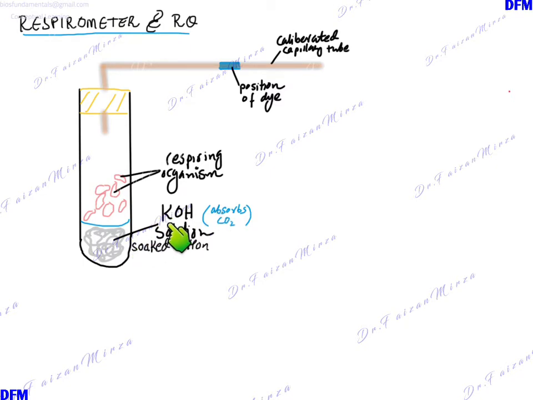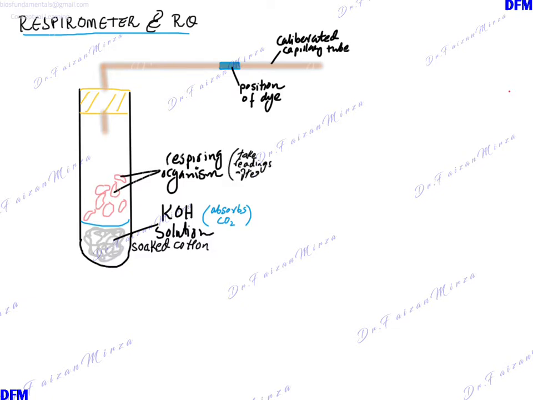So what's the function of the potassium hydroxide that I've added here? It will absorb all the carbon dioxide that will be released by the respiring organism. We know it will release carbon dioxide as it respires. The carbon dioxide will not go into the capillary tube and push the dye away from the test tube, because the carbon dioxide will constantly be absorbed by this potassium hydroxide. So potassium hydroxide serves as a carbon dioxide absorbent.